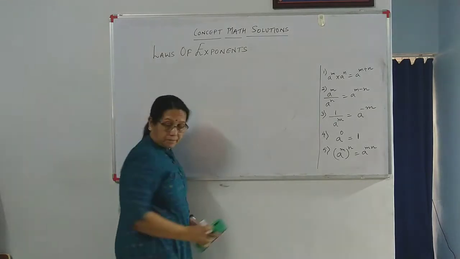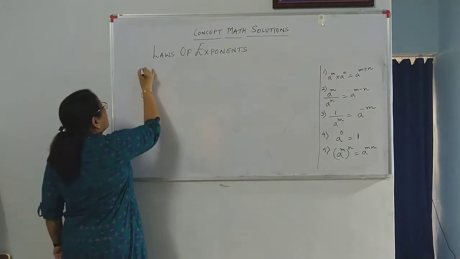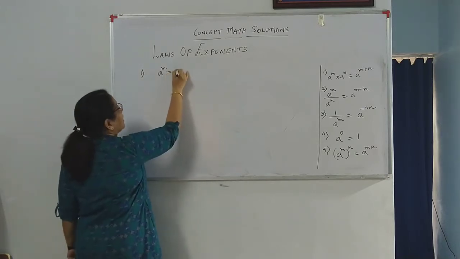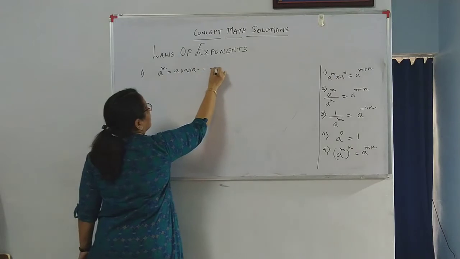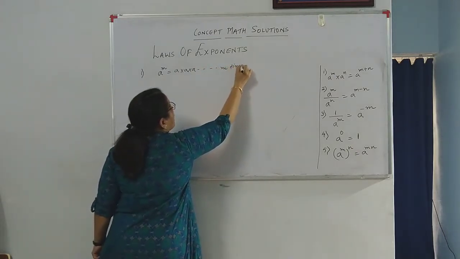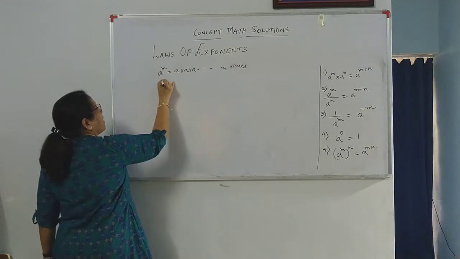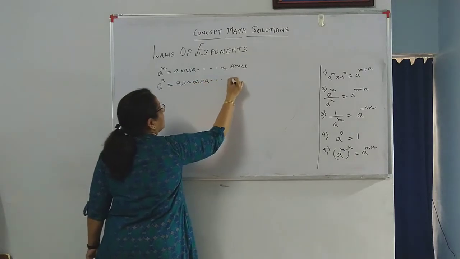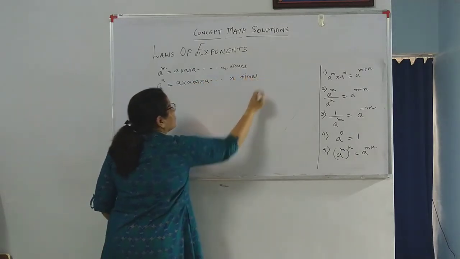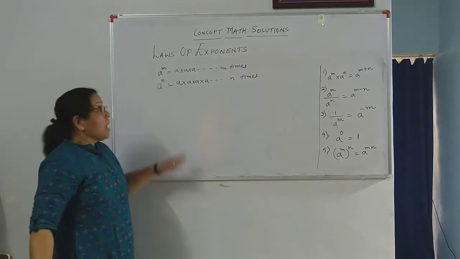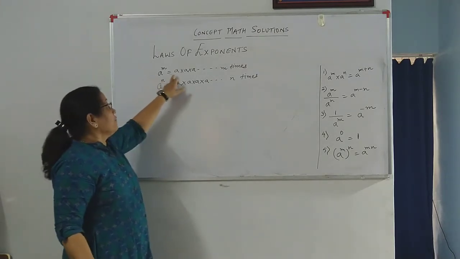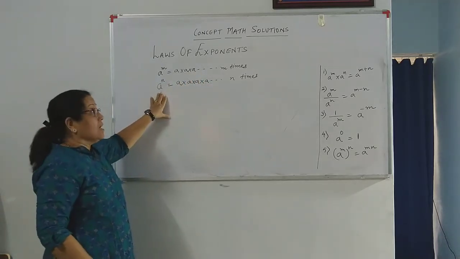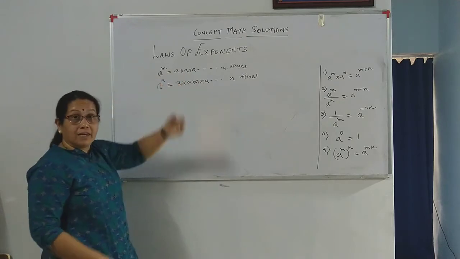Suppose we have a to the power m. That will mean a into a, m times. And say we have a to the power n. That will mean a into a, n times. Right? So that is the meaning of exponential form and product form. We are going to use these two in all the derivations.